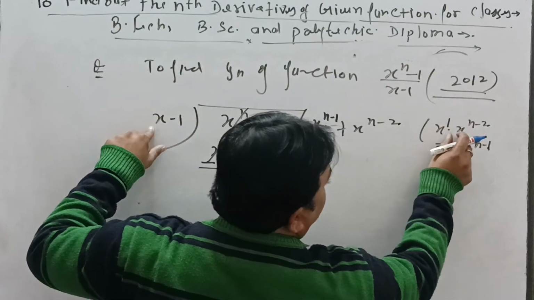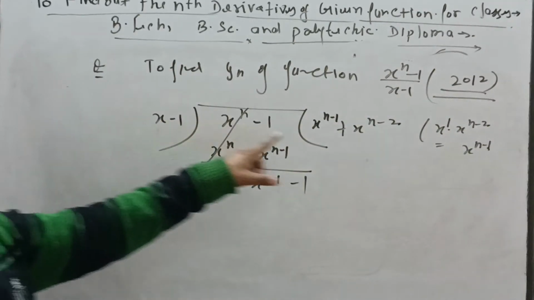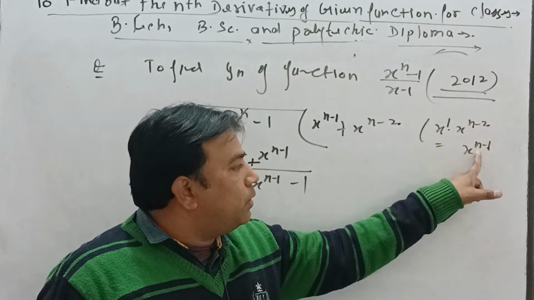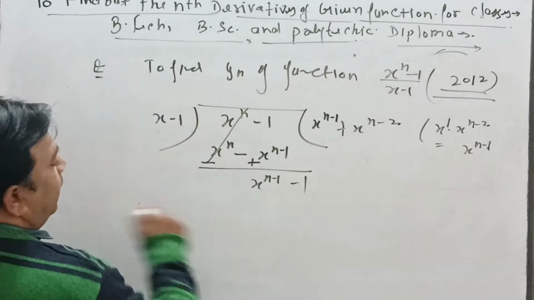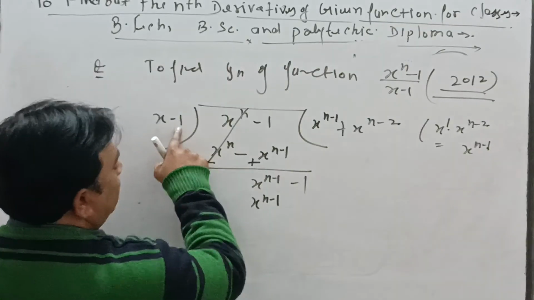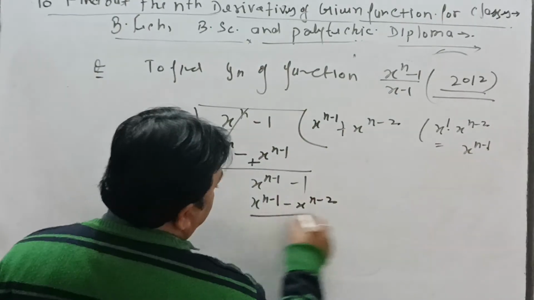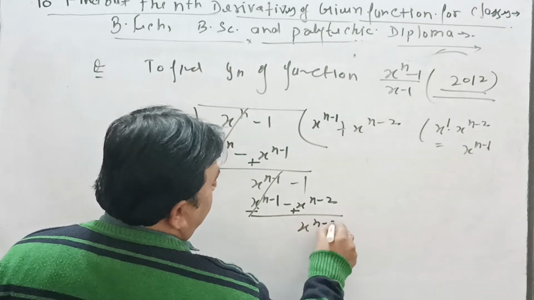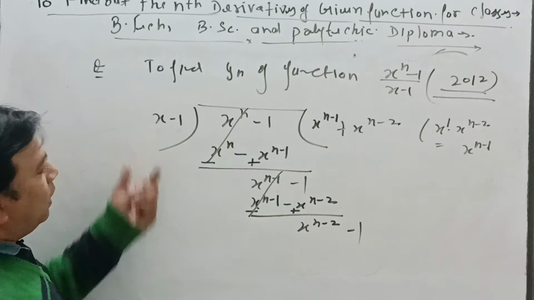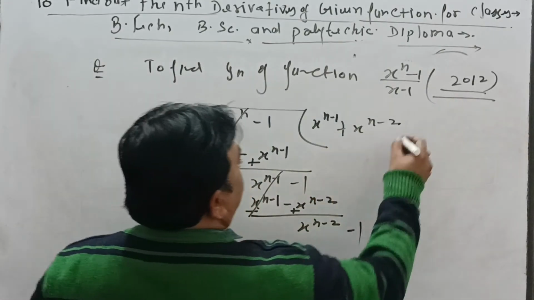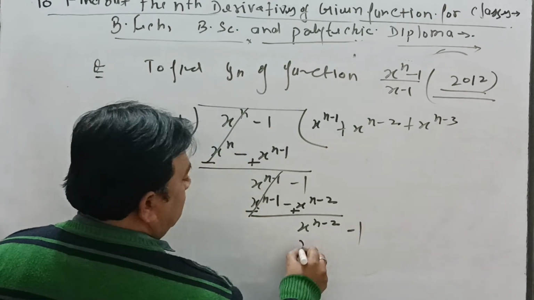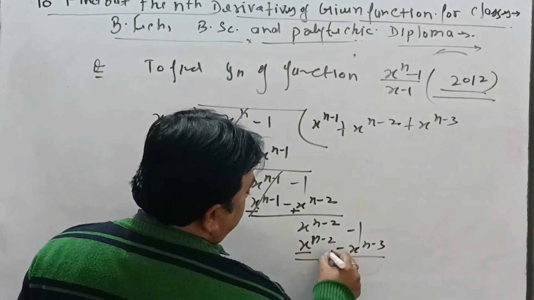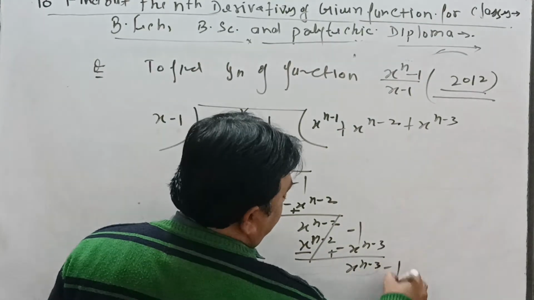When multiplying functions with the same base, powers add, so the remaining power is n minus 2. Again you write x to the power n minus 1 times minus 1, then x to the power n minus 2, changing the sign. The plus and minus cancel out again, leaving x to the power n minus 2 and minus 1. Again you write plus x to the power n minus 3, and so on.